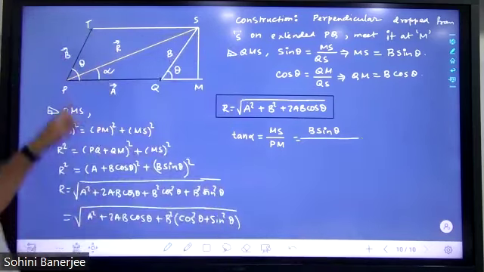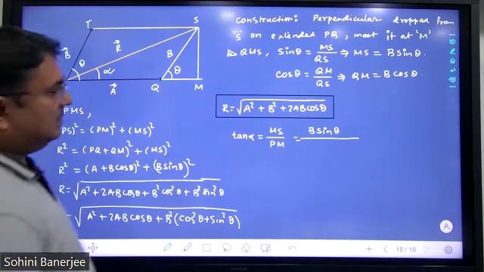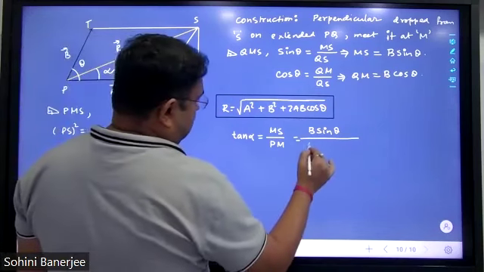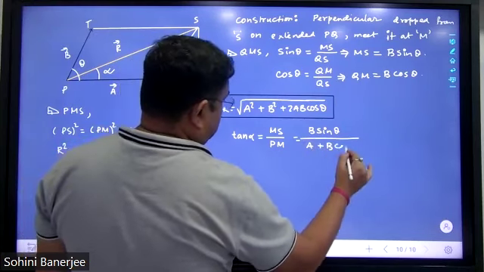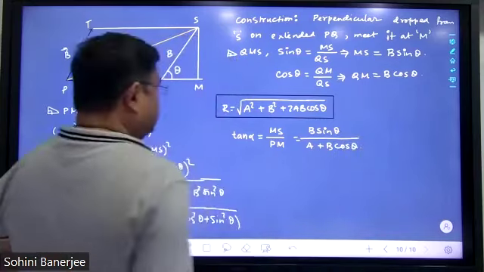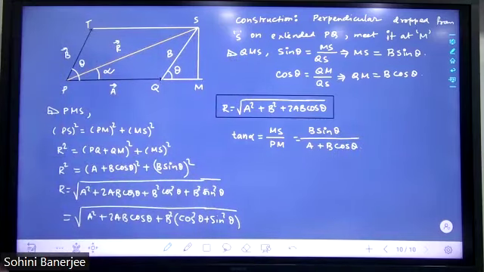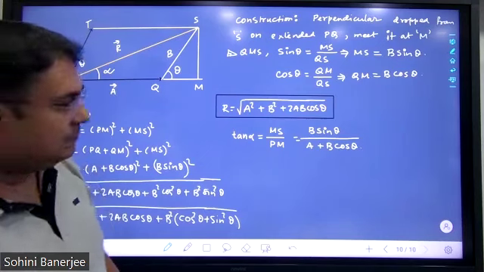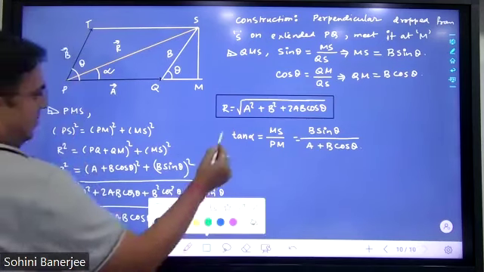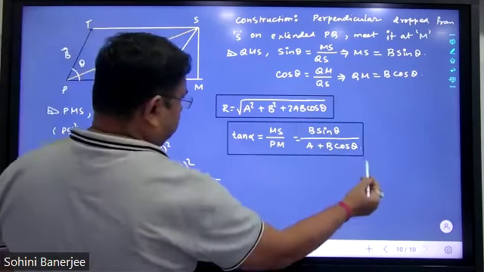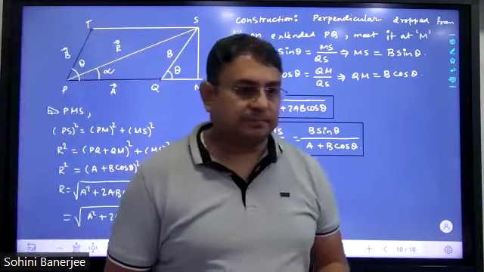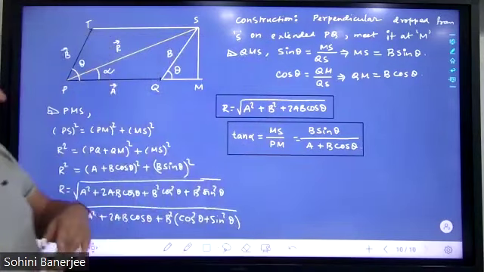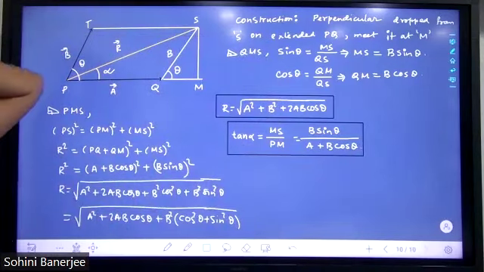PM is PQ plus QM. So PQ is A and QM is B cos theta. So for the resultant, tan alpha equals B sin theta by A plus B cos theta. That is the direction of the resultant vector with A.